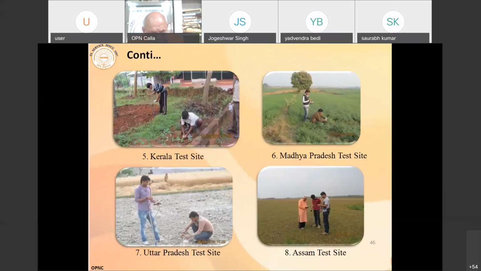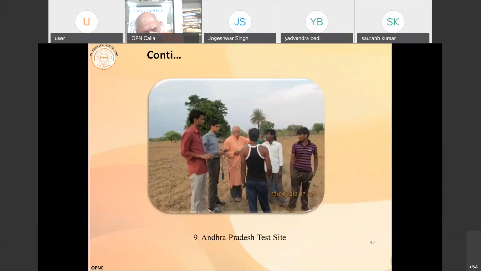Then again, the Uttar Pradesh side, then Kerala, Madhya Pradesh, and Assam. They are different locations. My colleagues have gone and collected the samples. And this is the Andhra side, where all the local people also help us in this respect.